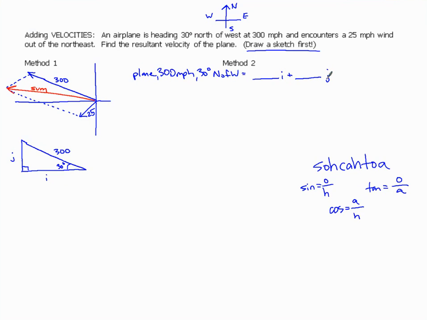So when we want to know, let's go for J first. We have an angle, we have a hypotenuse. This one is going to be the opposite. So for J, we have opposite over hypotenuse. That's going to be sine. So J is sine of 30 degrees equals the opposite over the hypotenuse.